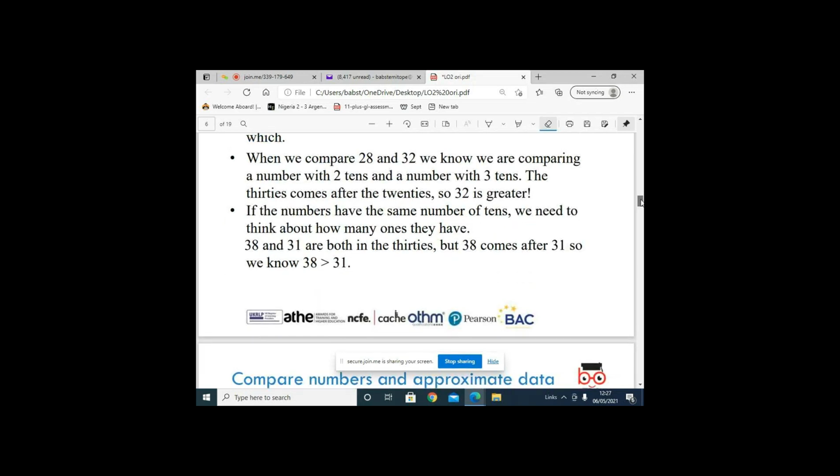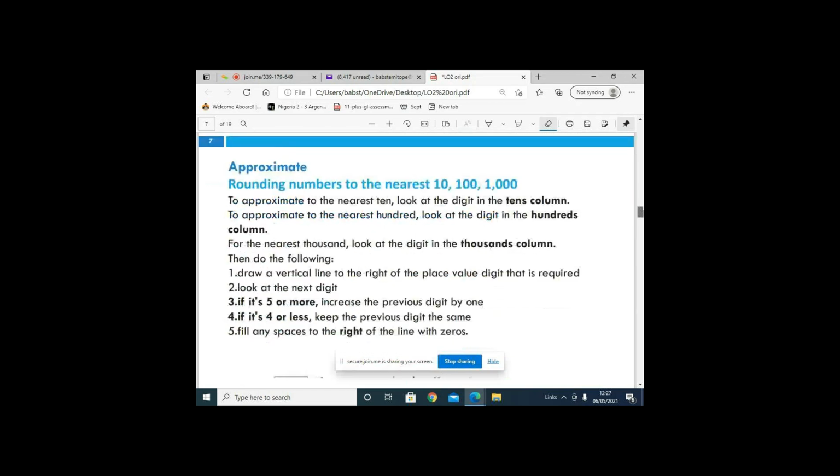But another one is that, so that's actually how you need to do. So when you want to write it, you just have to say 38 is greater than what? Than 31.